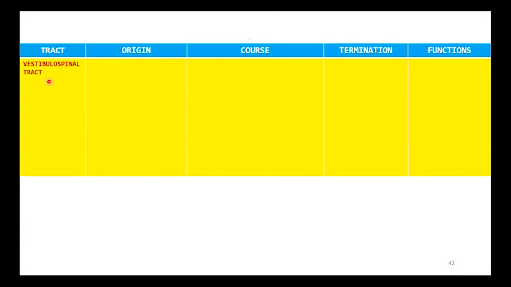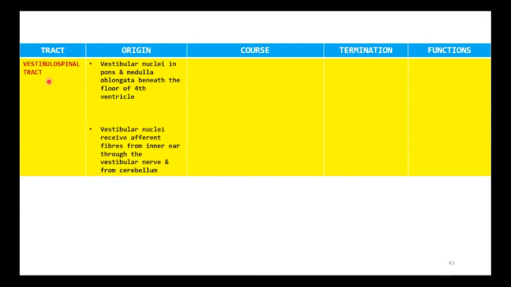So now we will trace the vestibulospinal pathway, another extrapyramidal tract, another motor pathway, and another descending pathway. The source of origin is the vestibular nuclei, and these vestibular nuclei are present in the brainstem at the level of pons and medulla, just beneath the floor of the fourth ventricle. So this is the origin for the vestibulospinal tract.